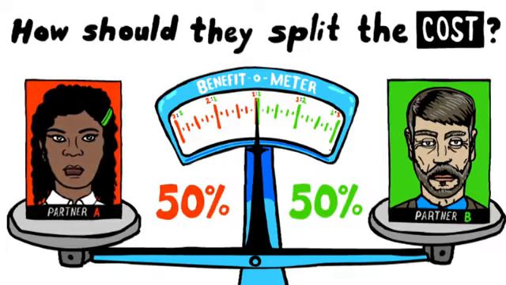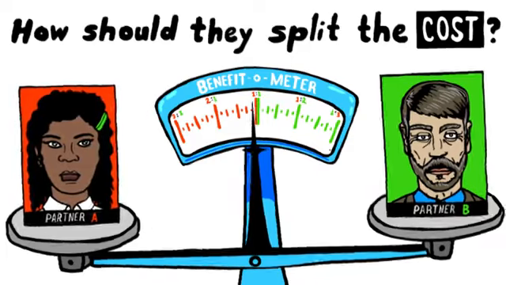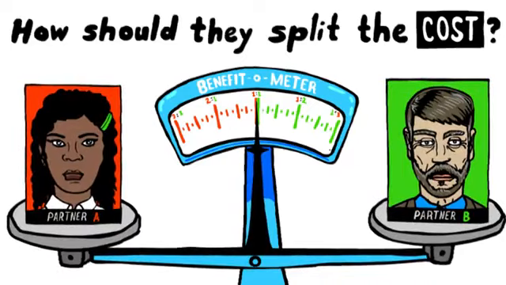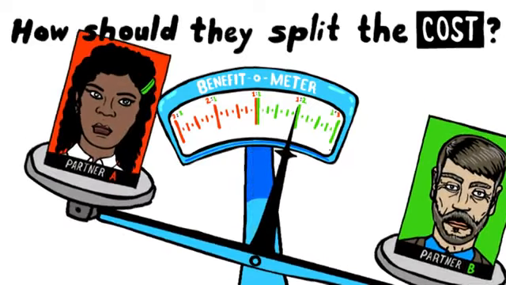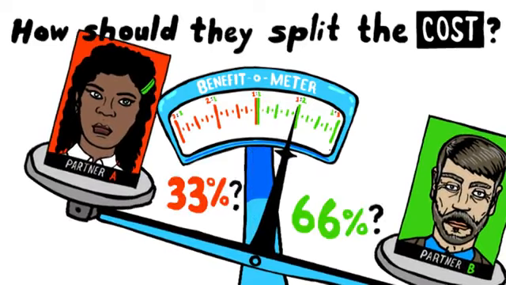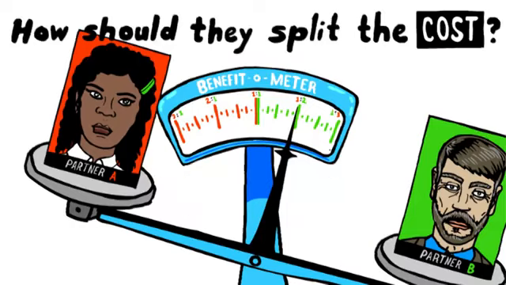The question gets more interesting when the two partners don't get the same benefits. For example, what if one has twice the gain of the other? Does that mean it should pay twice as much? I don't think so. But to convince you of that, it'll help to use an example.